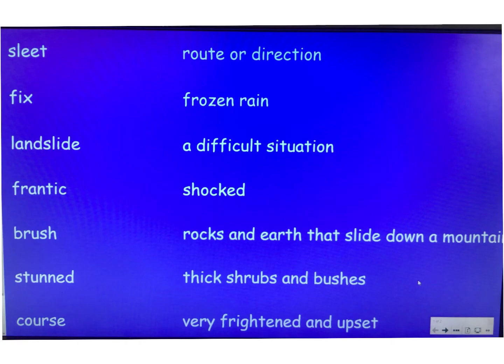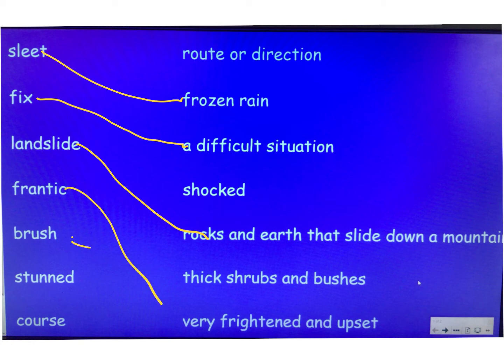So here are our vocabulary words for our story, Lost on a Mountain in Maine. We have sleet, fix, landslide, frantic, brush, stunned, and coarse. And so I'll just go ahead and draw a line from each word to its definition. So sleet is frozen rain. If you are in a fix, you are in a difficult situation. A landslide, rocks and earth that slide down a mountain.